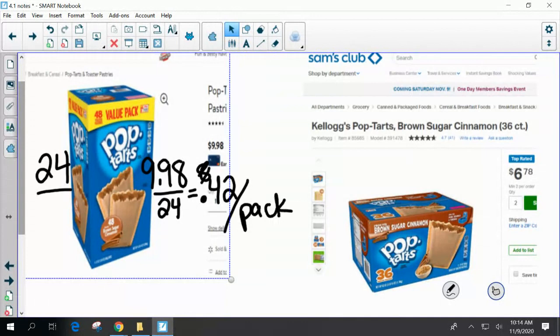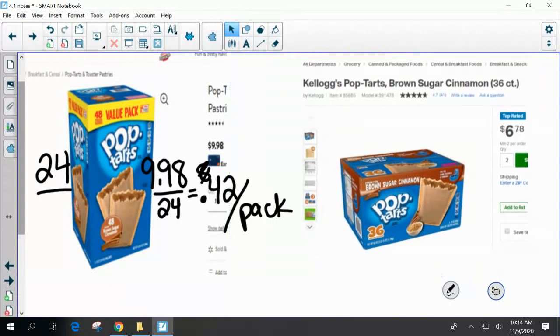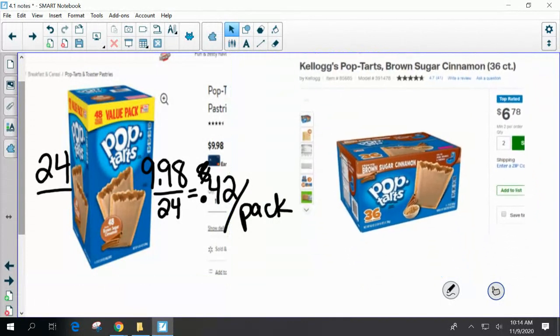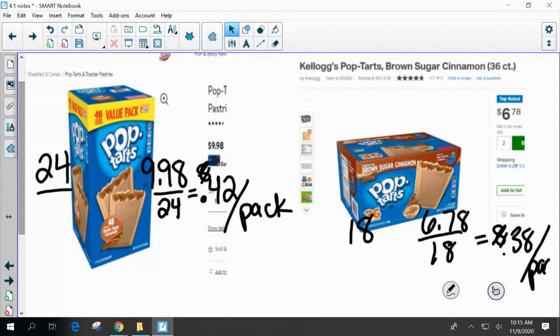Okay, so now look at Sam's. Sam's is a 36 pack, 36 Pop-Tarts. So how many packs? 18. Thank you. 18 packs of Pop-Tarts for $6.78. So $6.78 divided by 18 packs. So 38 cents per pack, I'm sorry.